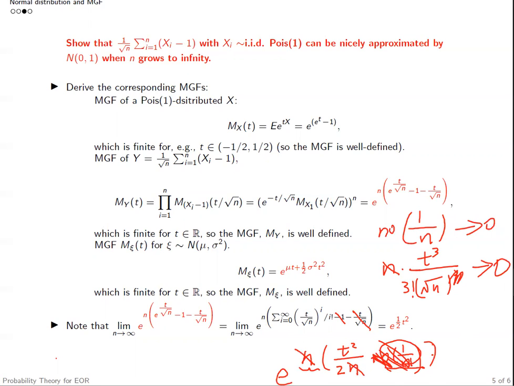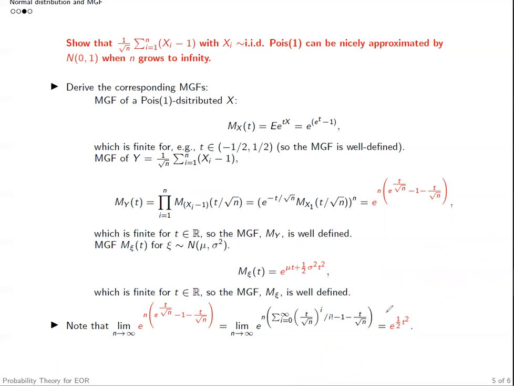And n cancels each other for the first term. So in the limit, what's left here is e to the power t squared over 2. What is this limit? That is essentially the moment generating function of a standard normally distributed random variable N(0,1), right? Mu equals 0, sigma squared equals 1.